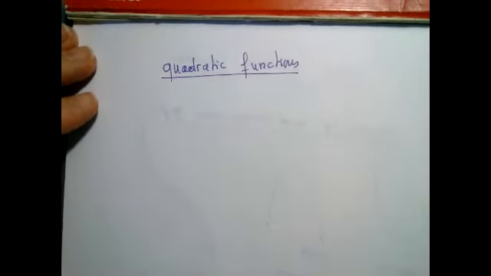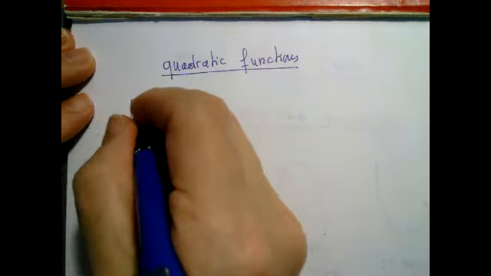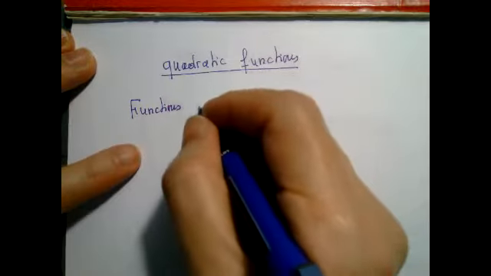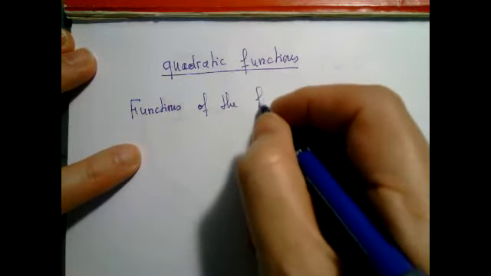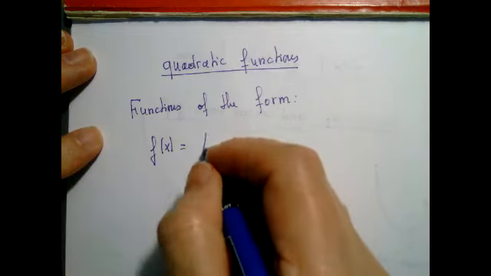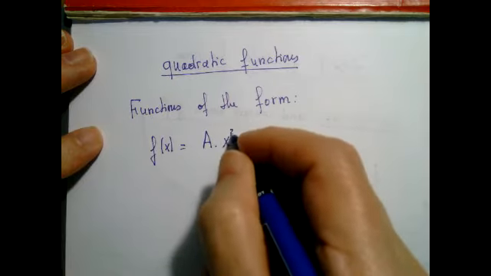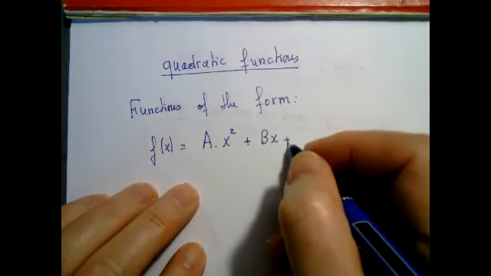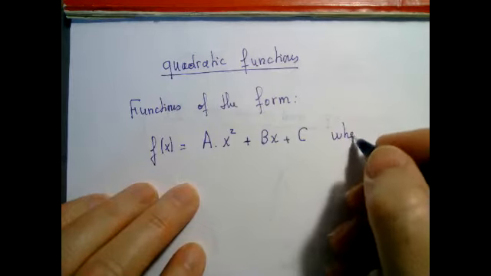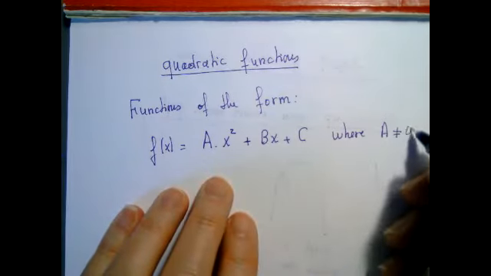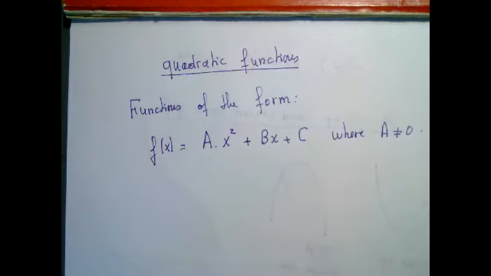Okay. So they are functions of the following form. Quadratic functions are functions where the formula has the form f of x equals a constant a times x squared, x to the power 2, plus bx plus c, where a, which is what x squared is multiplied by, is different from 0.